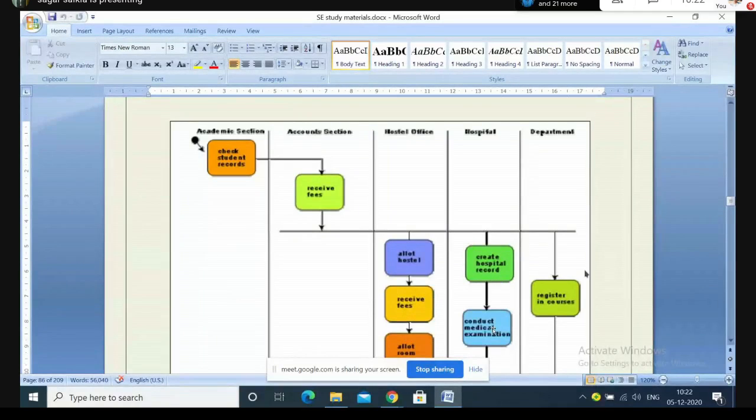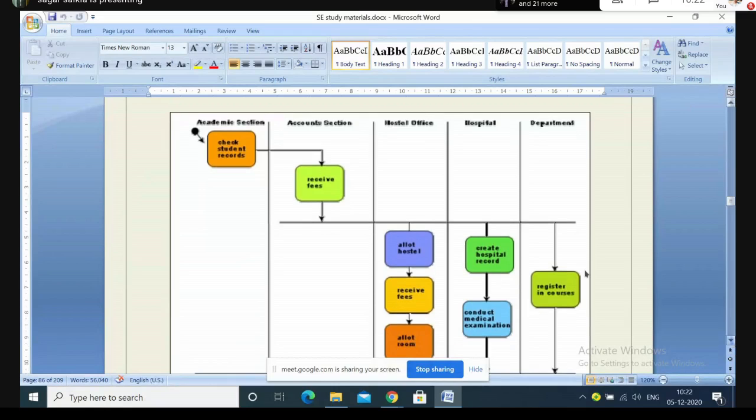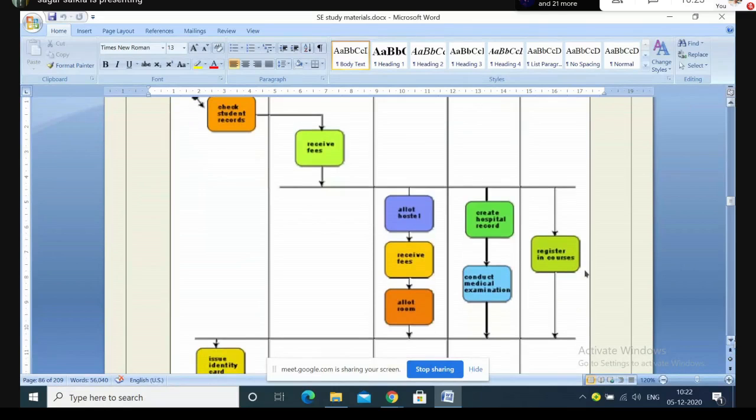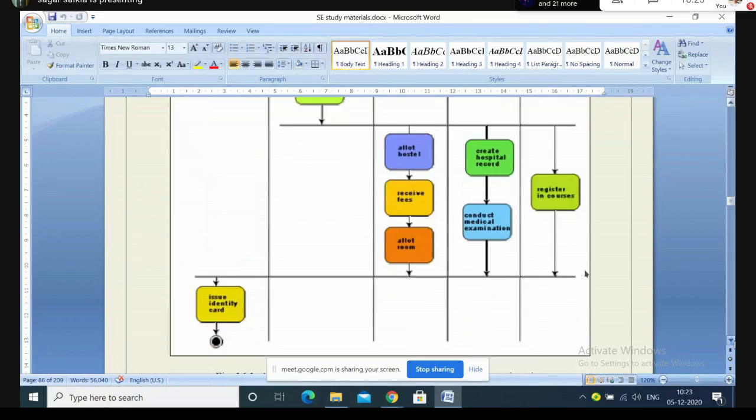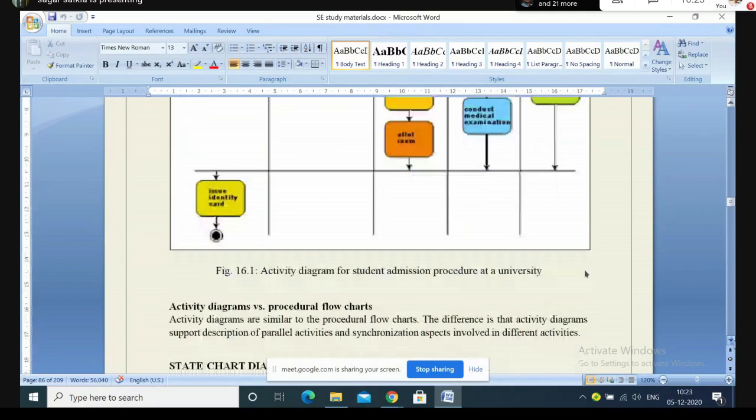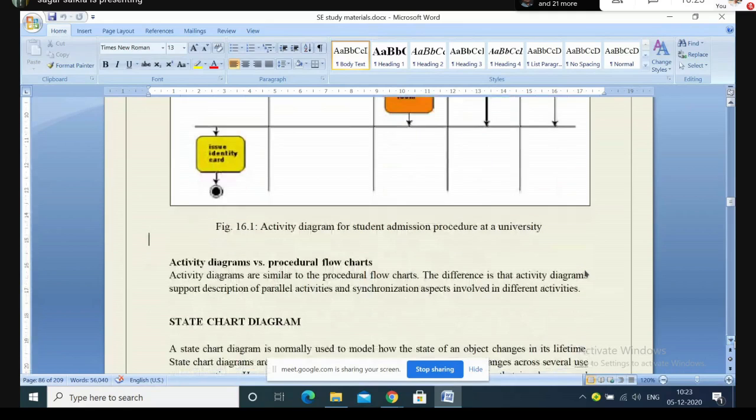Similarly, in the same period of time, the timeline is the same, creation of the hospital record and conducting the medical examination are also being done. A flowchart does not give that flexibility to show the various activities taking place in parallel. But in an activity diagram, parallel activity description and synchronization become much easier to represent. That becomes much clearer, and it's helpful also.